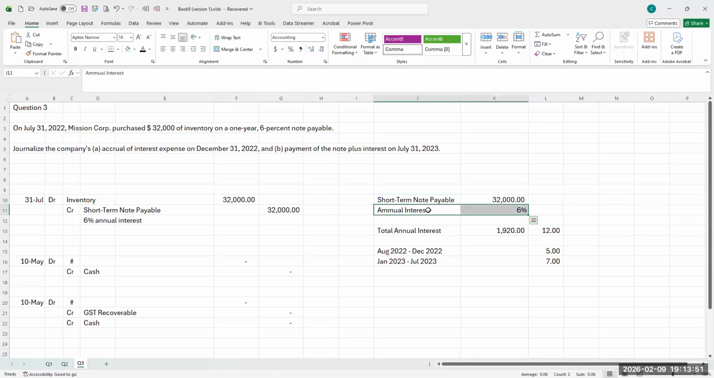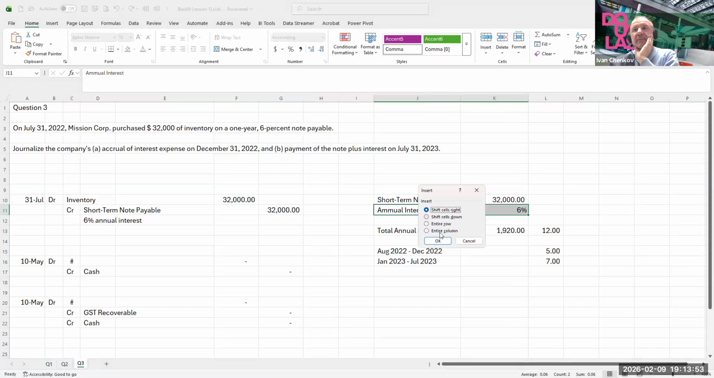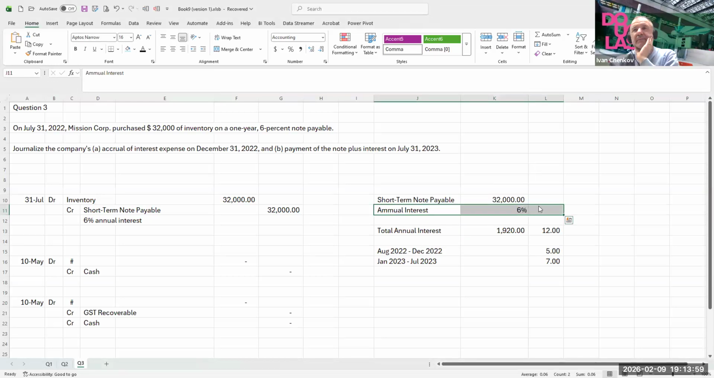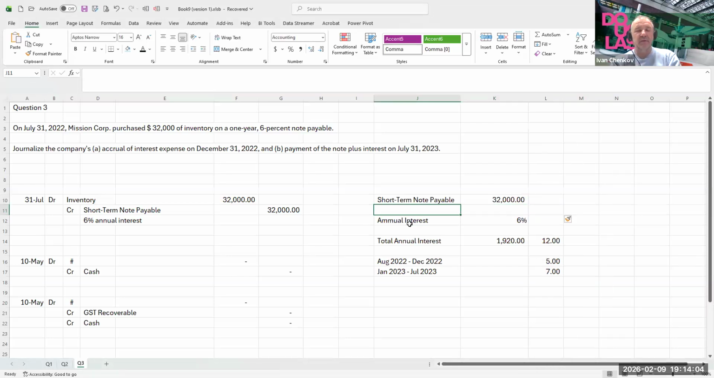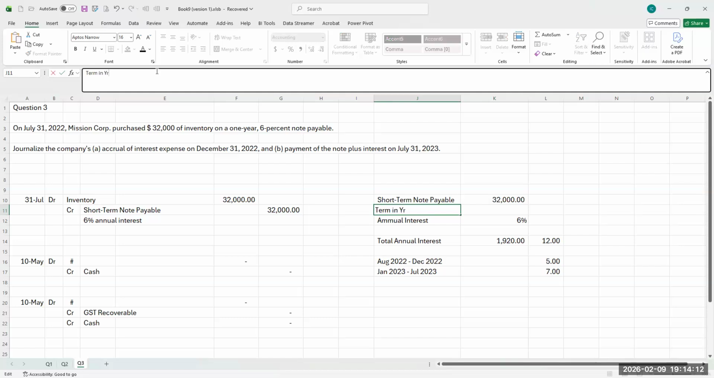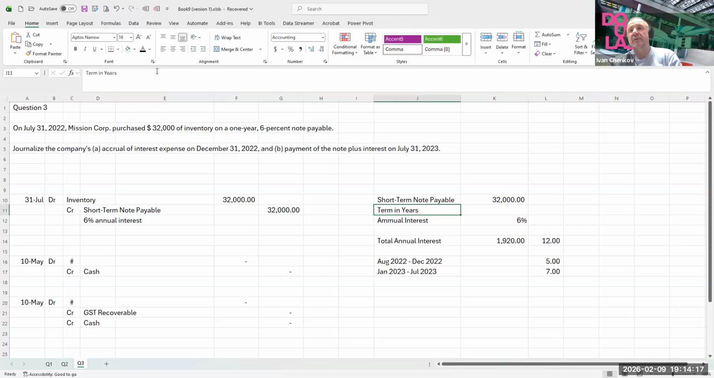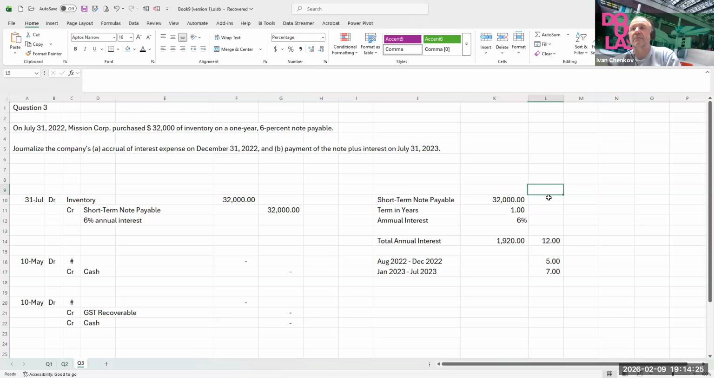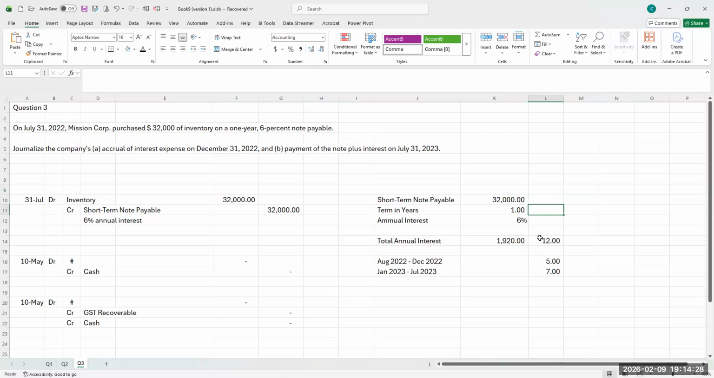What's the term? Let's go here. I'm going to insert one line here, push it down, and that will be term in years. How much is the term per year? In years, total 1 year, right? Yeah. Okay. How many months does the year have? 12 months. 12 months.